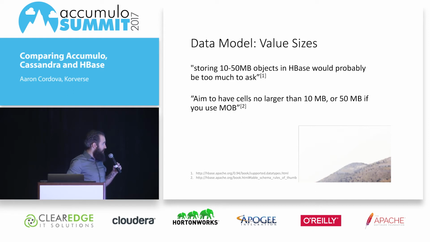So a 10 to 50 megabyte object in HBase, like the size of a value, would be a lot to ask. Now, there's a special thing called MOB that lets you use things up to 10 or 50 megabytes, but that's like a special feature. So I think Accumulo goes beyond that, but just pointing out HBase says that's about the limit.